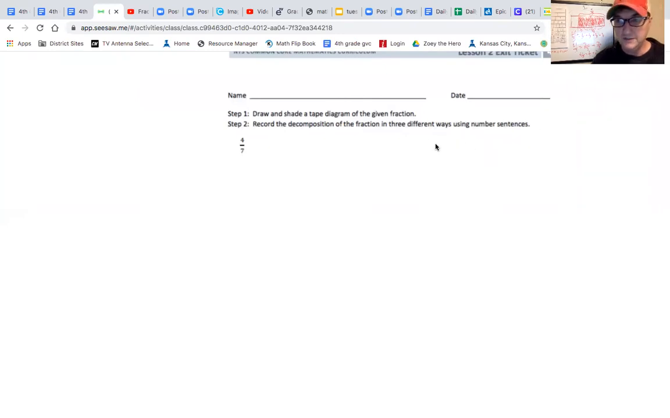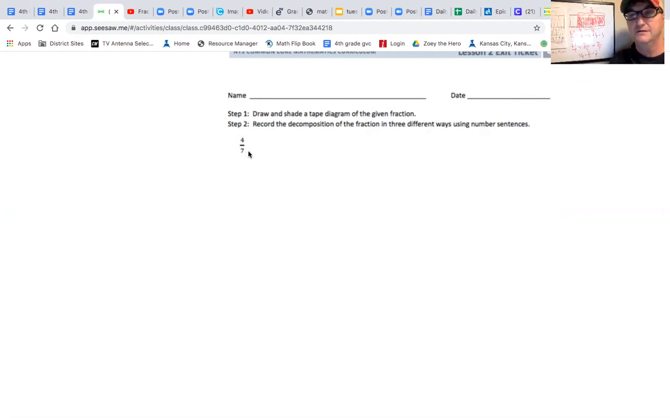You're like, what are they talking about? What they're talking about is do this. Decompose it 3 different ways. How can 4/7 be decomposed? Just like 4/5, it could be decomposed 3 ways. It could be 1/5 plus 1/5 plus 1/5 plus 1/5. It could be 2/5 plus 2/5, and it could be 1/5 plus 3/5. Those are all ways that you can decompose 4/5. They're asking you to show 3 ways that you can decompose 4/7.